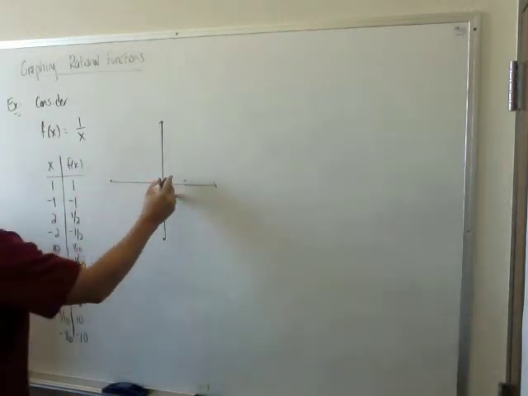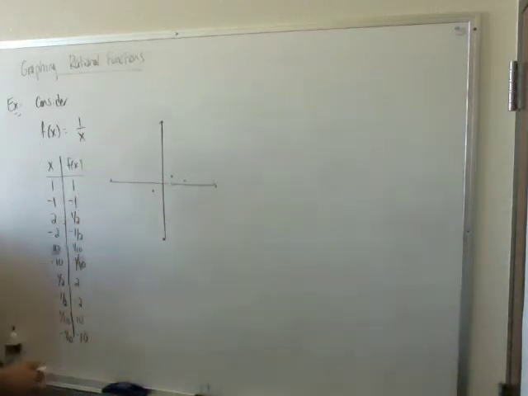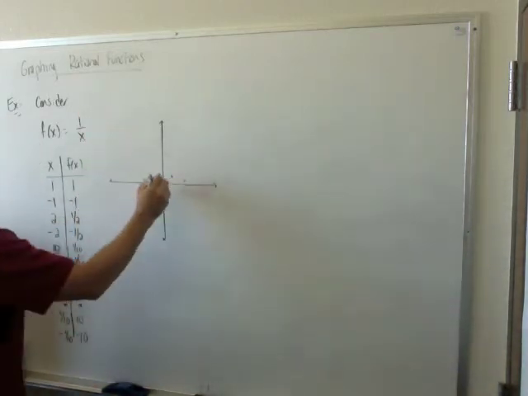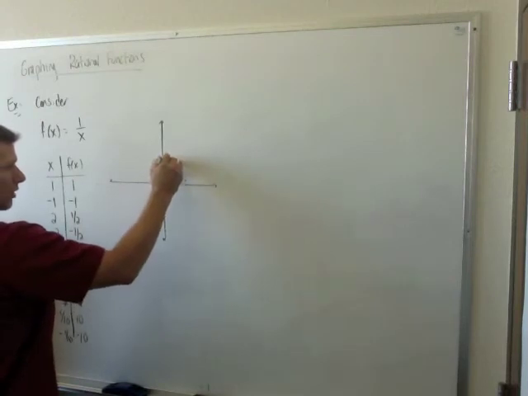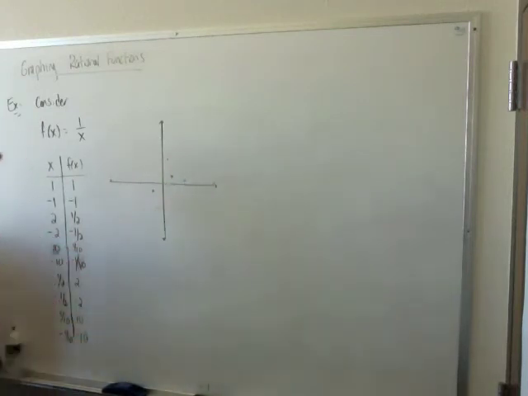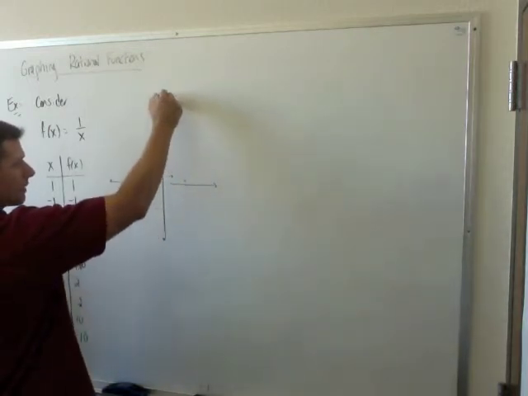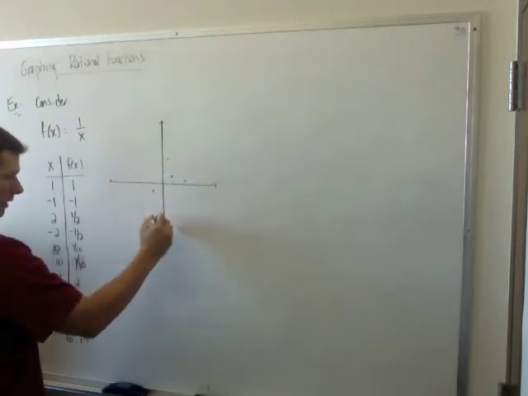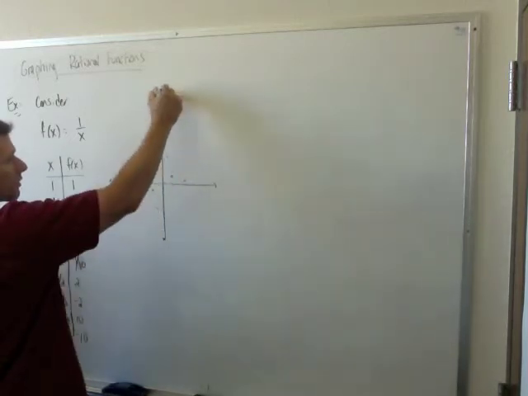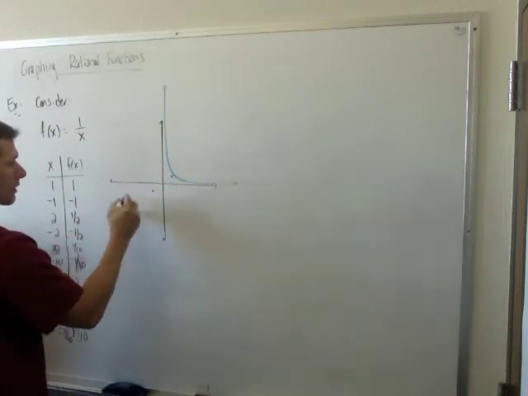Okay, so it's going like this, but what happens is I get closer to this y-axis. If I put in 1/2, I get 2. And if I put in negative 1/2, I get negative 2. And if I put in 1/10, which is really close to this y-axis, I get 10. If I put in negative 1/10, I get negative 10. So the graph looks like this.